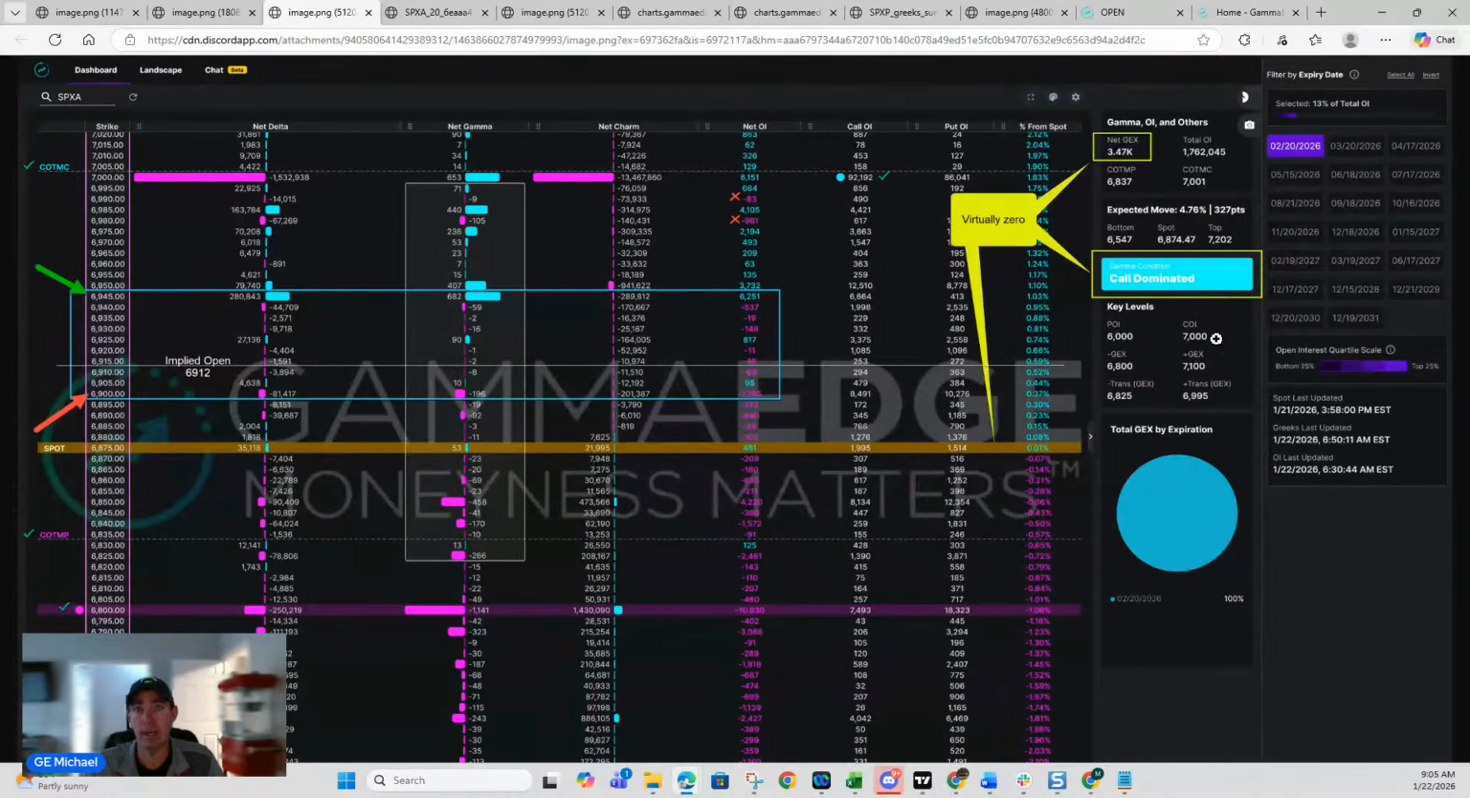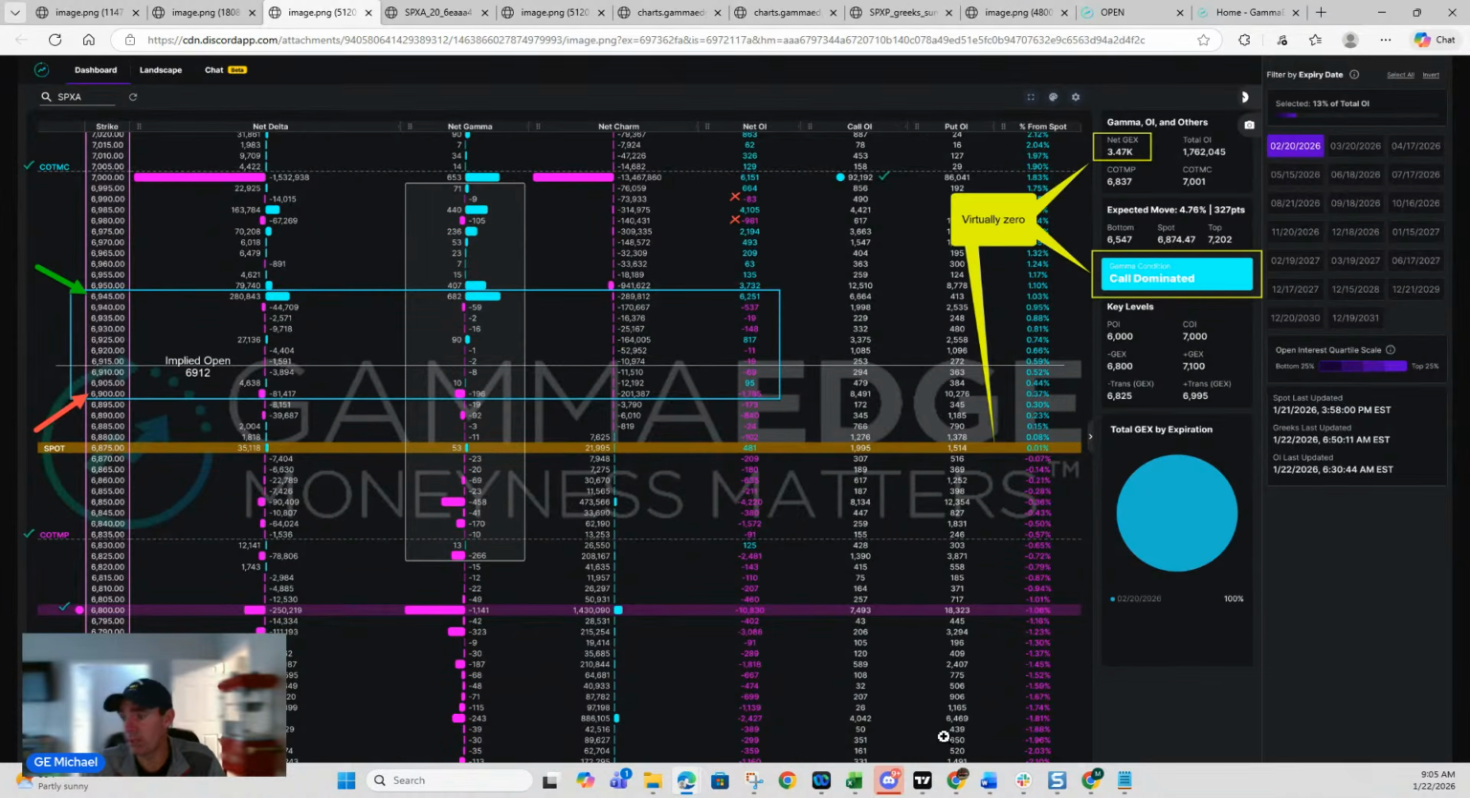So SPXA, we separate that. This is the institutions, and this is the February expiry. So we're call dominated now on the SPXA. Again, transition area is extremely wide. We want to get above the 69.45 level for significant price appreciation towards 7,000.